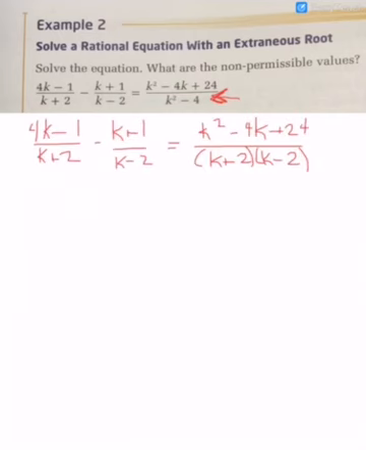Okay, now when I look at this, I see that there's a k plus 2 and a k minus 2 involved in all the denominators. So that's going to be my lowest common denominator, that I'll multiply by k plus 2 and k minus 2. So again, by k plus 2 and k minus 2 for each part.